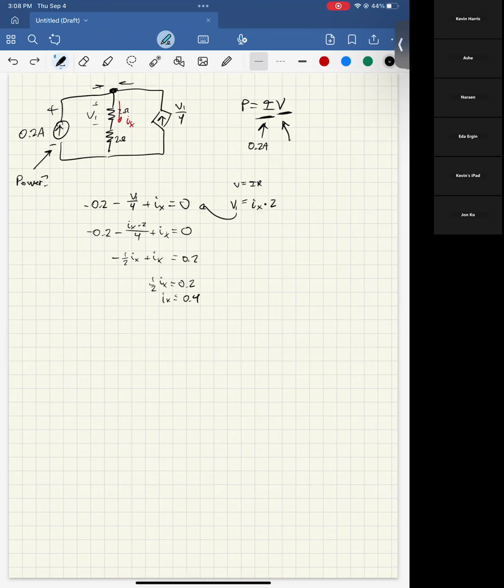So then if we want to find the voltage across this whole thing, right?